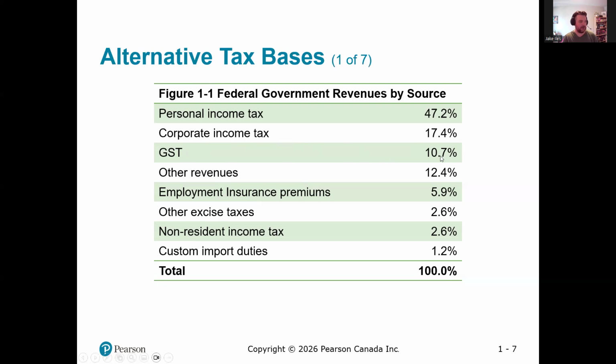Sales tax is another big portion. And then we have non-resident income tax at 2.6%. So non-residents that do have to report Canadian income are themselves a small source of income for the Canadian budget.